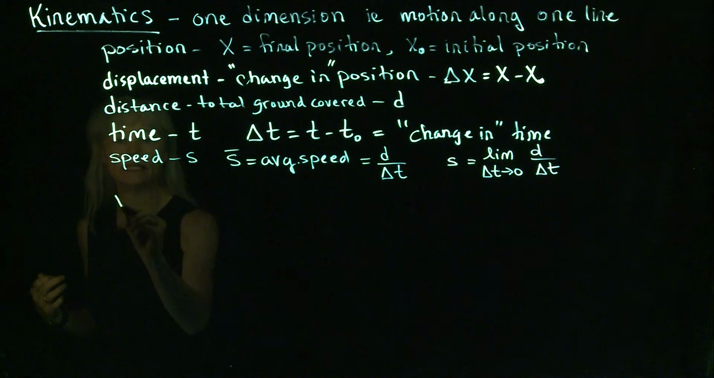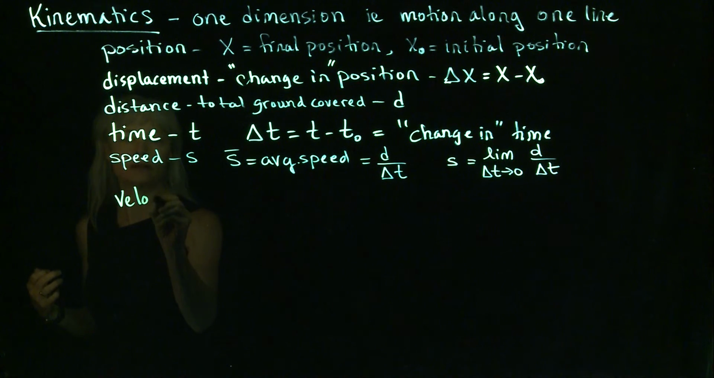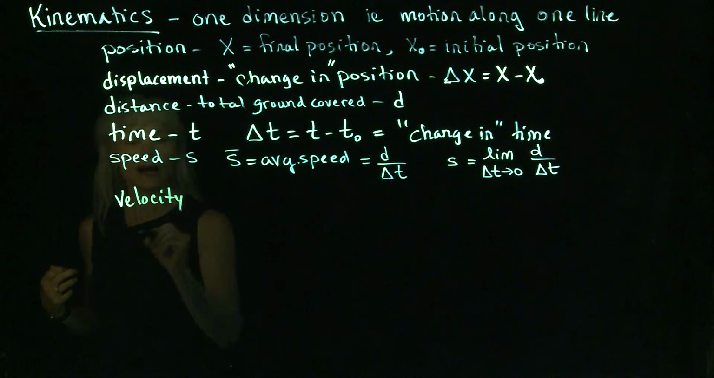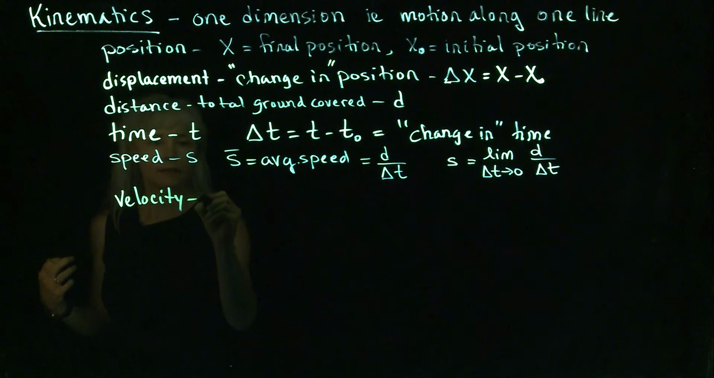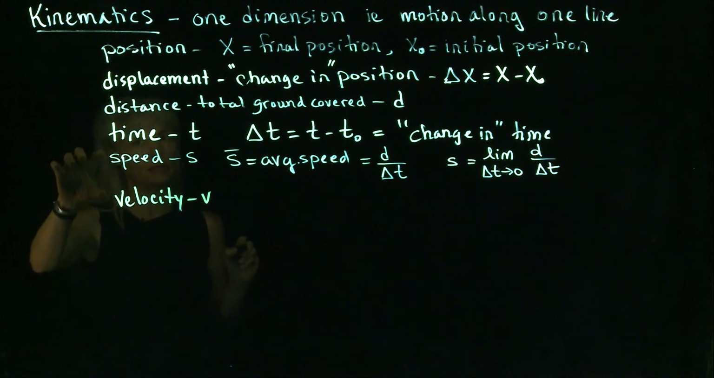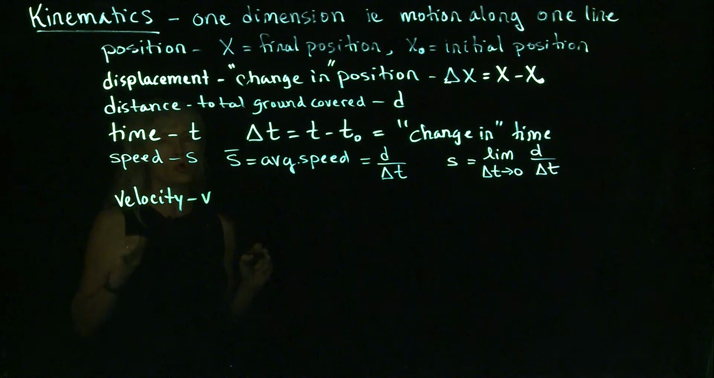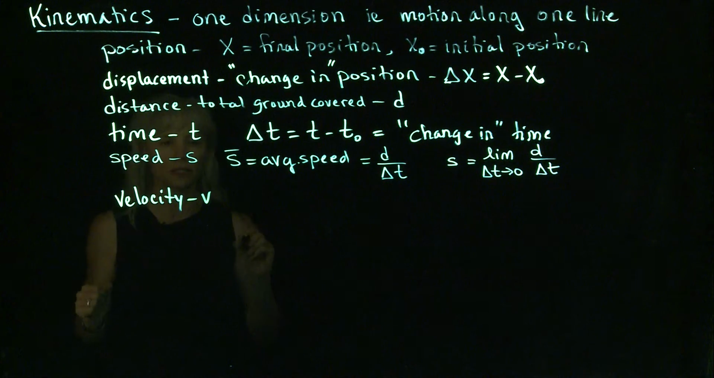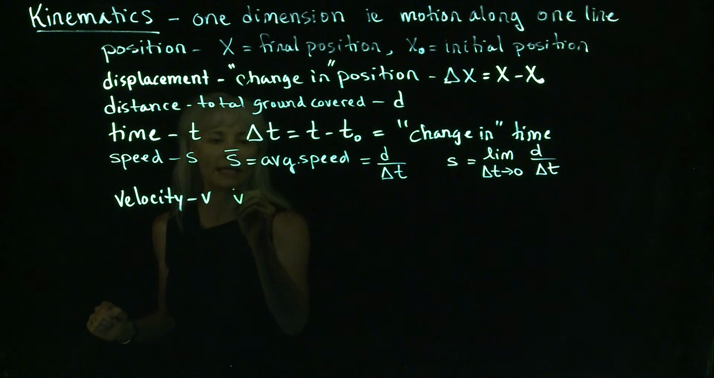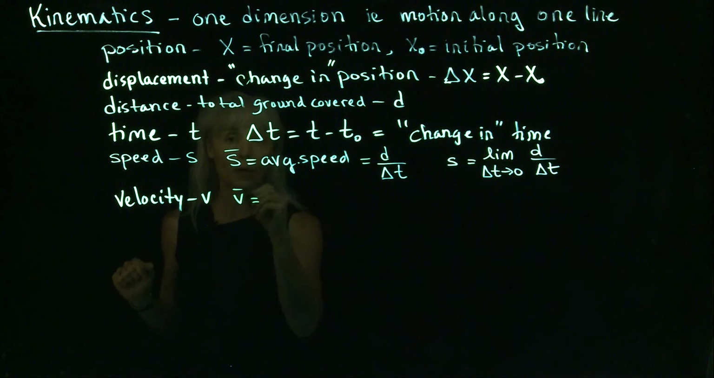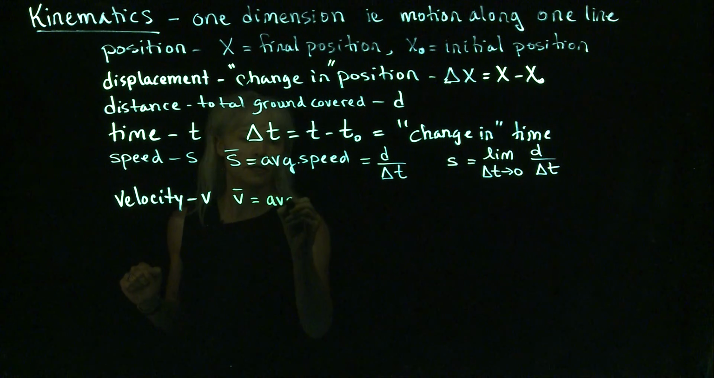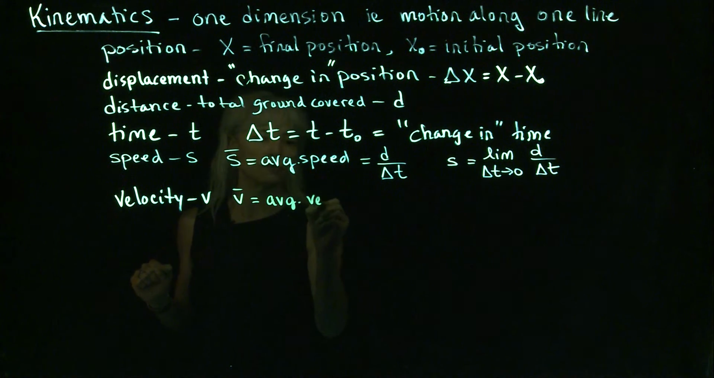Another quantity that is not the same as speed is a quantity called velocity. Velocity gets the symbol v, and we're going to need to be very clear that these are not the same quantities, and we're going to need to be able to distinguish them. Again, I can define an average velocity by putting a bar on top of that symbol v. So this is average velocity.